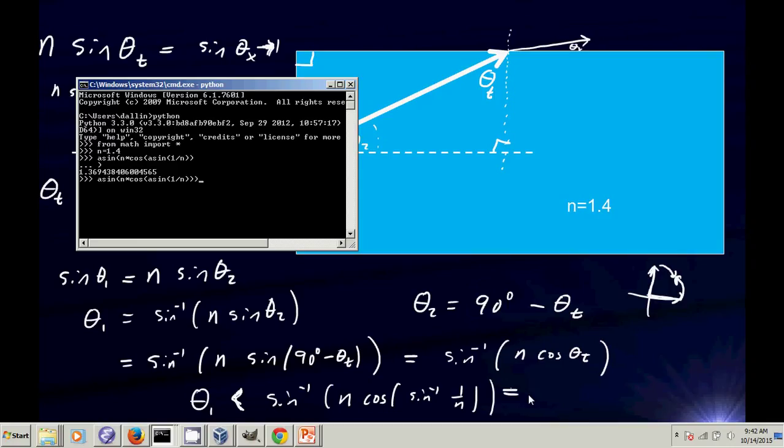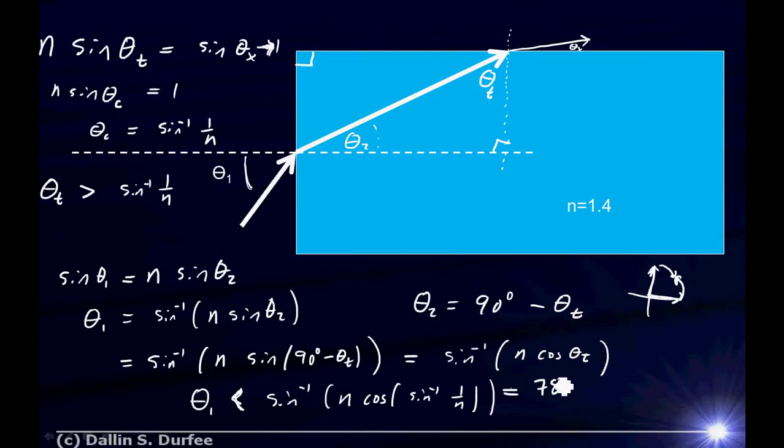So there's my answer, but that's in radians. Python does things in radians. We like things in degrees, so let's multiply by 180 degrees and divide by pi. 78.46. So 78.5 degrees. So theta 1 has to be less than 78.5 degrees in order for us to get total internal reflection up there. Ta-da, we're done.